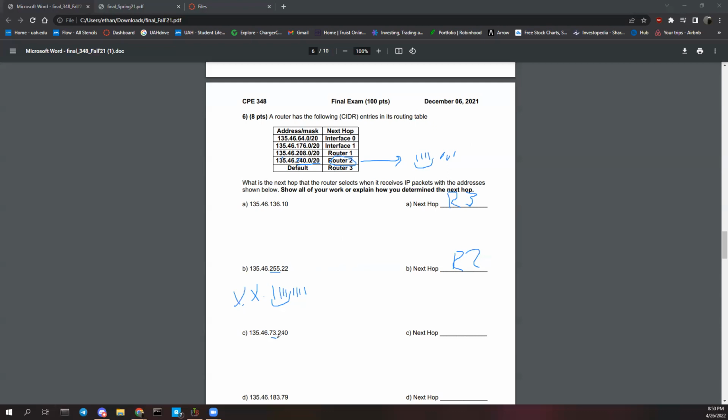Moving on to this next one. So we have 73. 73 is 01001001 as our octet. Let's look at this. 73, what number does it look like it's going to match? Well, we already know it's probably going to match interface 0 because 73 is crazy close to 64. But let's look at it. 64 starts out 0100 as its 4 following its first 2 octets. Therefore, boom shakalaka, we have interface 0 as our target.